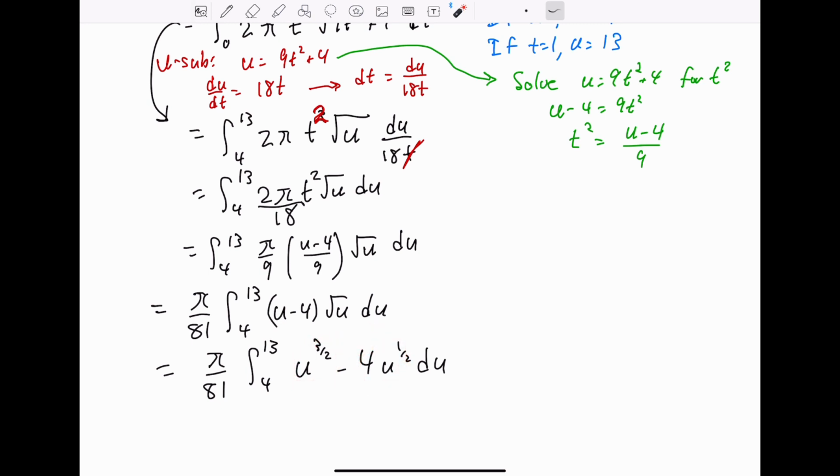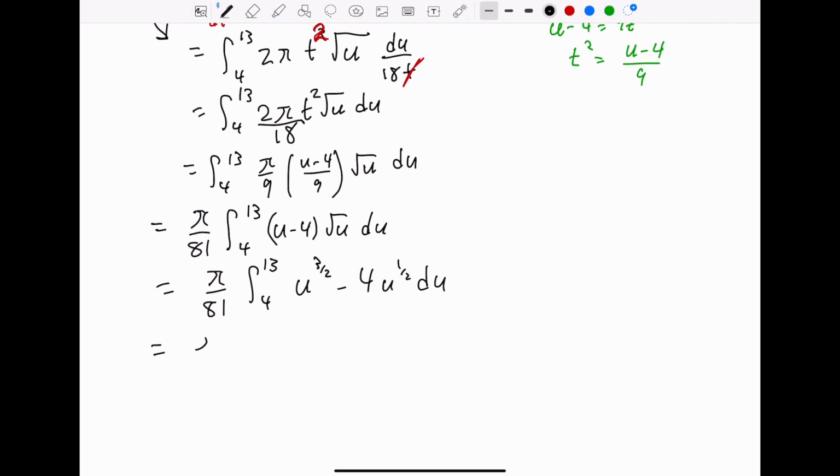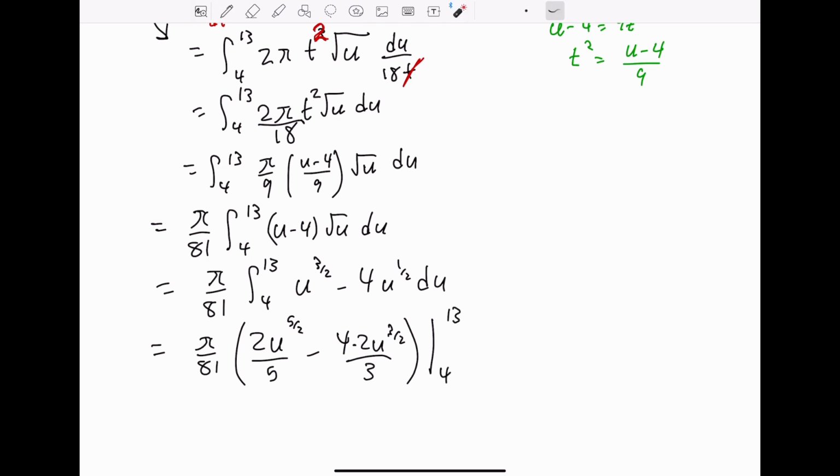Now we can integrate. So we keep the pi over 81 out front, and the integral of u to the 3/2 is u to the 5/2 times 2 over 5, or divided by 5/2, minus 4 times the antiderivative of u to the 1/2, that's u to the 3/2 times 2/3. So we have this, and we're integrating from 4 to 13. So we're going to plug in the 13, then plug in the 4, take the difference. Here's the grand final answer.